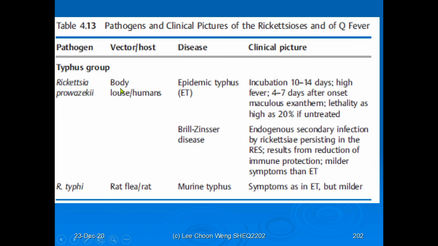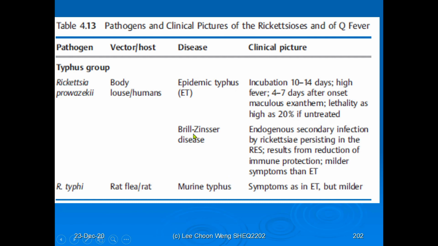So for the typhus group, you have Rickettsia prowazekii and Rickettsia typhi. You can see that the vector and the host here are arthropod vectors, whether flea or louse. So the disease epidemic typhus has a long incubation, about 10 to 14 days, with high fever and very high lethality, as high as 20% if untreated. The disease was a problem during World War One and caused a lot of deaths among the soldiers.